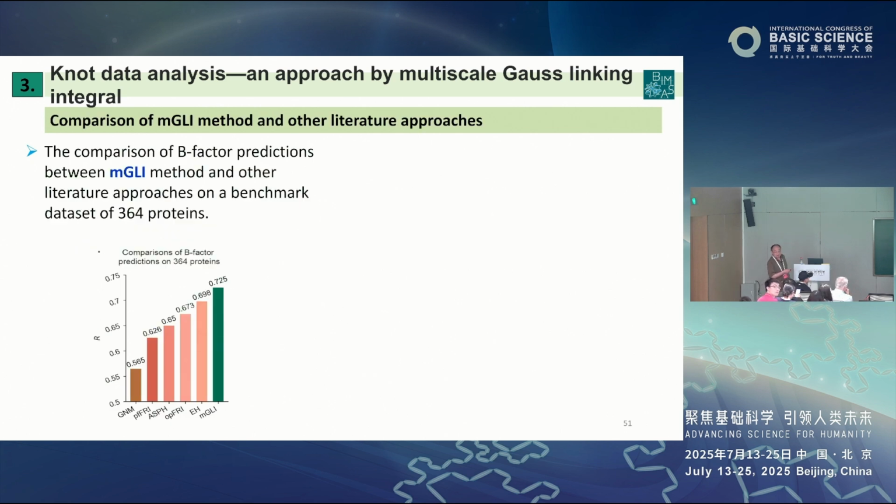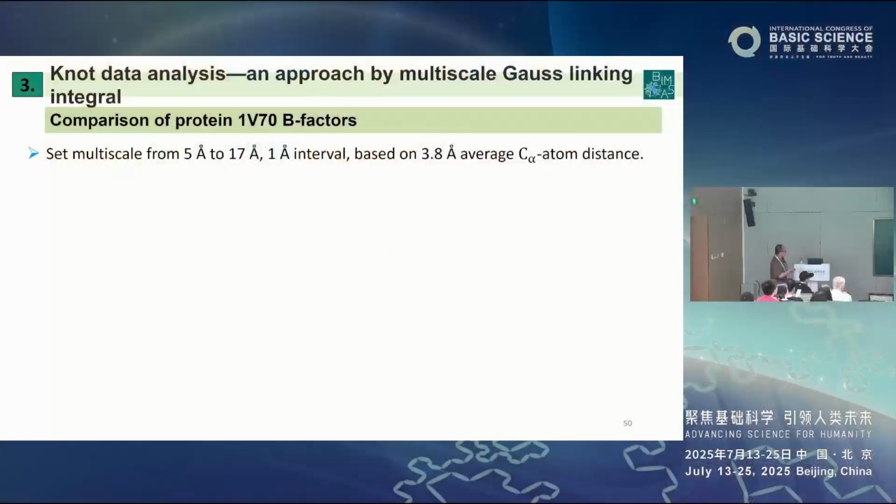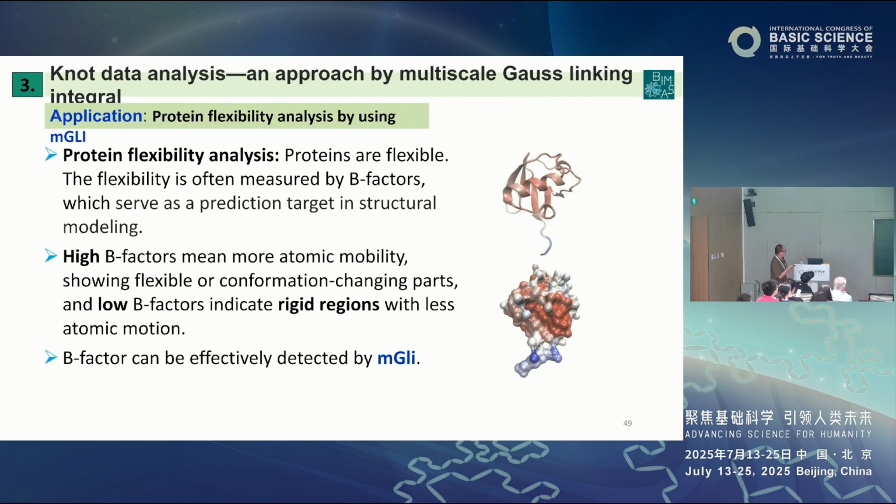Sorry, the B factor. So if it is high, it means more atomic mobility. Yes, it's some real number.